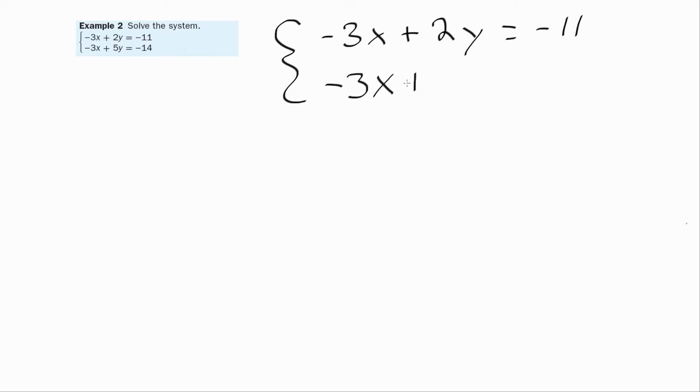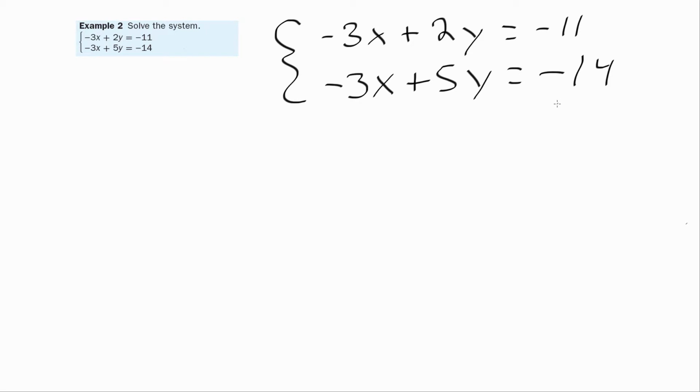So look at this next problem, and this solved the system. Great. Hey, this is going to be easy. I got a system of equations. I go ahead and write it. 3x plus 2y equals negative 11, and negative 3x plus 5y equals negative 14.